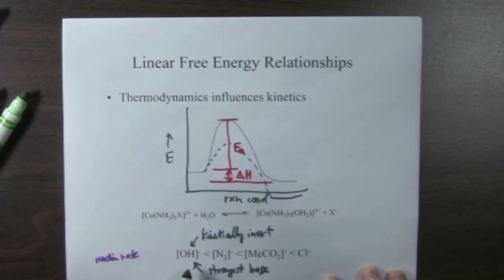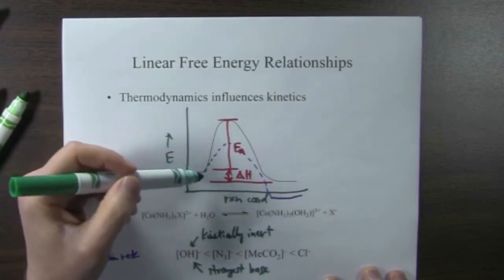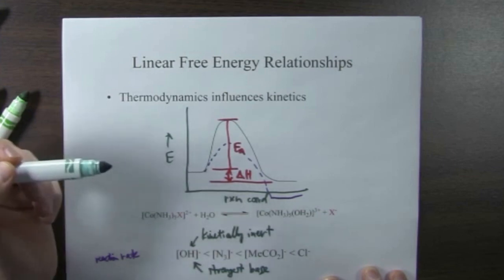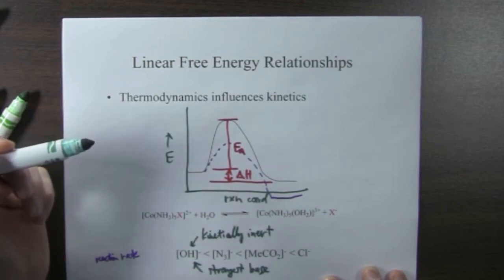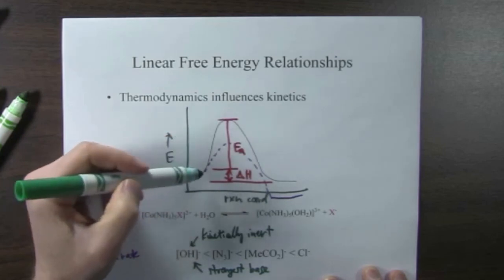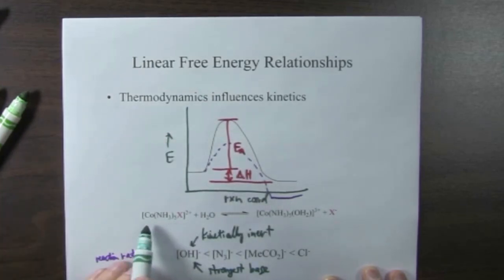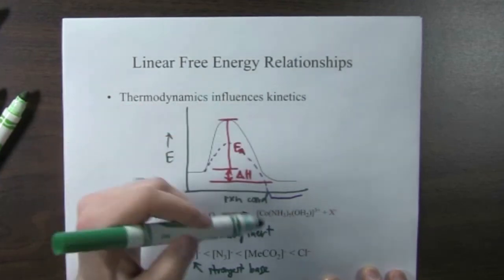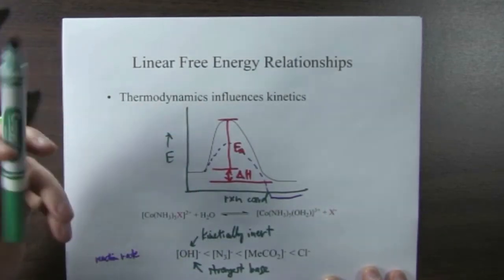This is also the strongest base in this series. So, or it's the best ligand. So this tells us if this cobalt ligand bond is strong, then it's slower for this reaction to proceed. And that's the same thing as saying that if we have to break this bond, it's going to take more energy to get through the transition state. So the thermodynamics of this metal ligand bond affected the energy of activation and affected the kinetics.